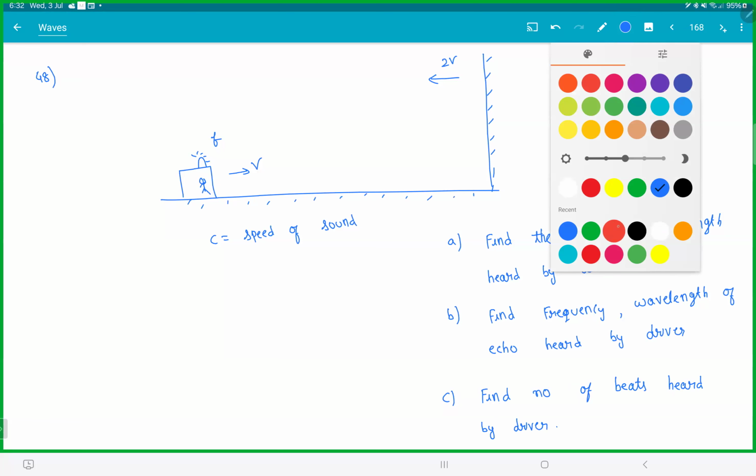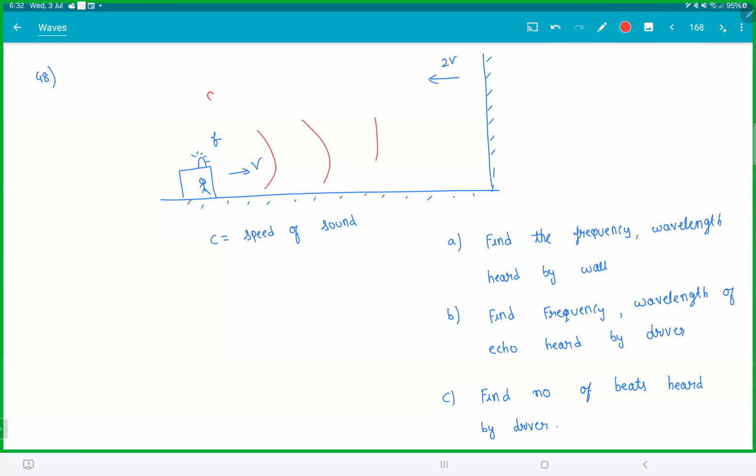So just to give an idea, initially the sound is coming here. So this is the source, wall is the observer. After sound hits the wall, the sound will start reflecting. Now the wall is the source and the car is the observer. So they will exchange places.